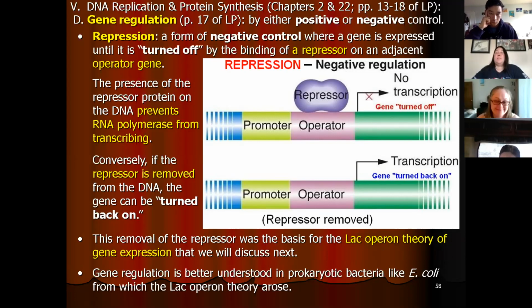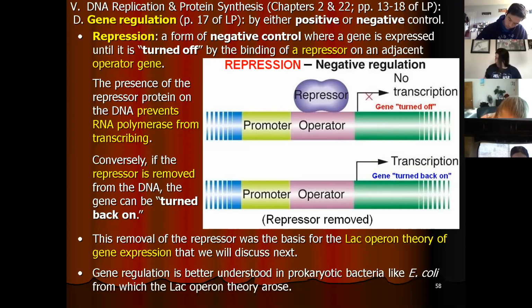For lecture exam 1, you just need to know this slide and the previous slide and know that the lac operon example is an example of this, repression. Okay? Now I'm going to walk you through this because you really should be exposed to this.